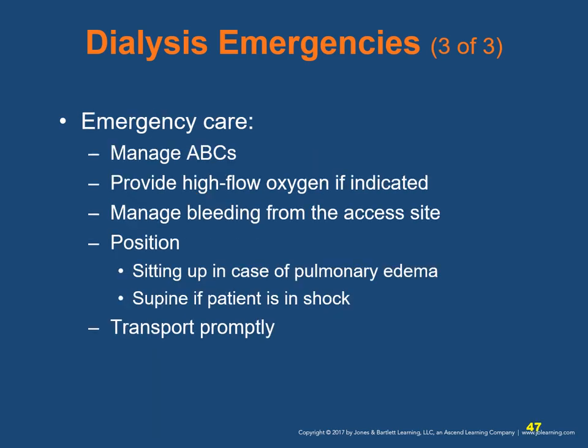If your call involves a patient on dialysis, start with the ABCs. Provide high flow oxygen if indicated. Manage any bleeding from the access site. And position the patient sitting up in case of pulmonary edema, or supine if the patient is in shock. Transport promptly. Some dialysis patients also have urinary catheters. Catheters can often be a site of infection.